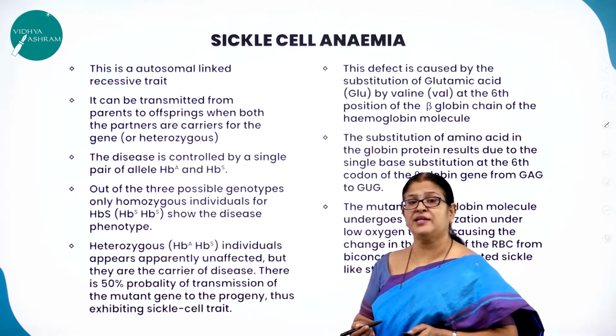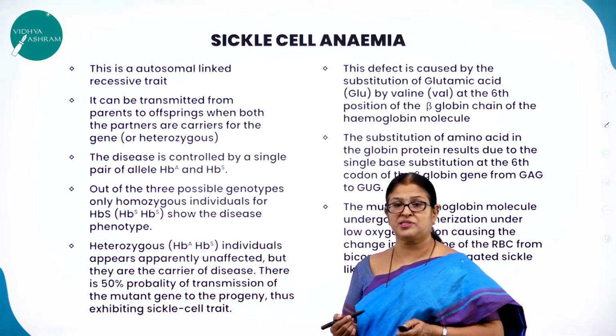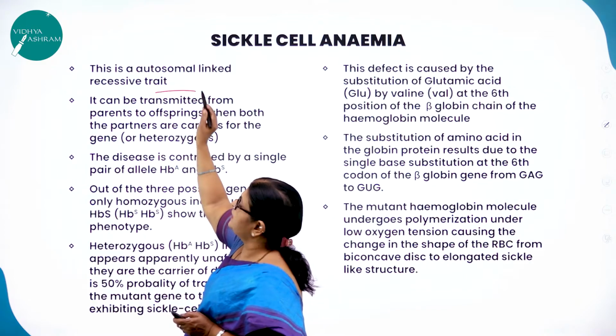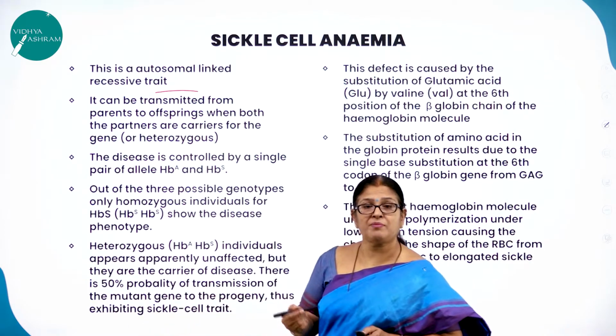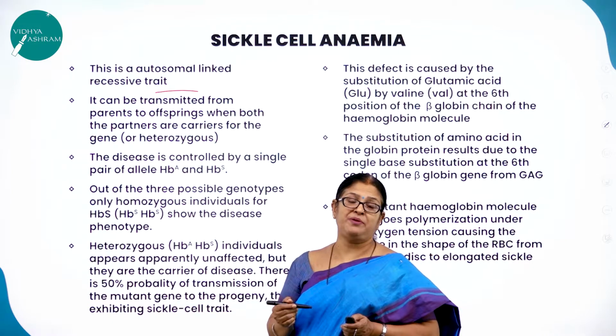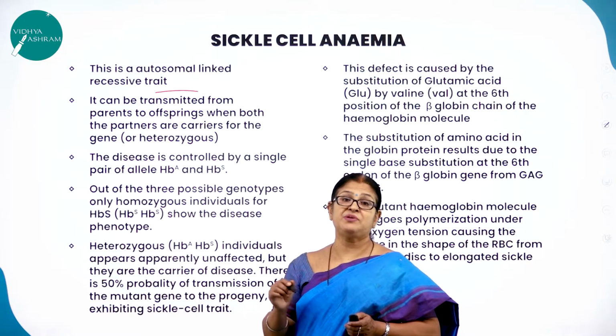As I said, again it is an example for a Mendelian disorder, and it is an autosomal recessive gene. It is due to an autosomal linked recessive trait. Here, in normal hemoglobin the RBC will be biconcave, but in case of sickle cell anemia, the RBCs will be sickle shaped.